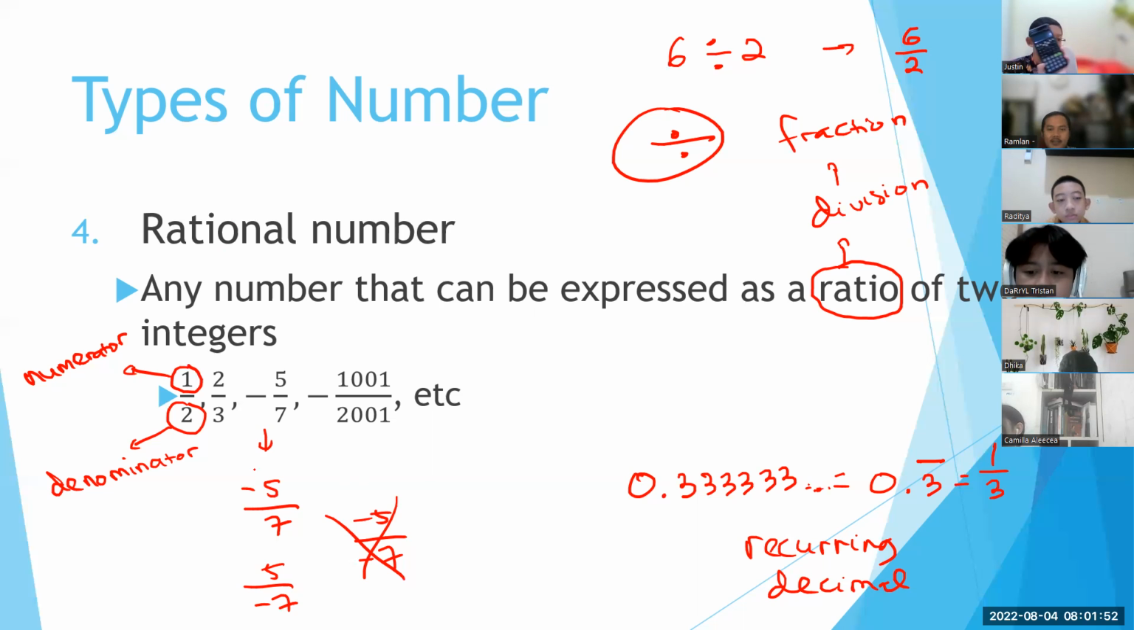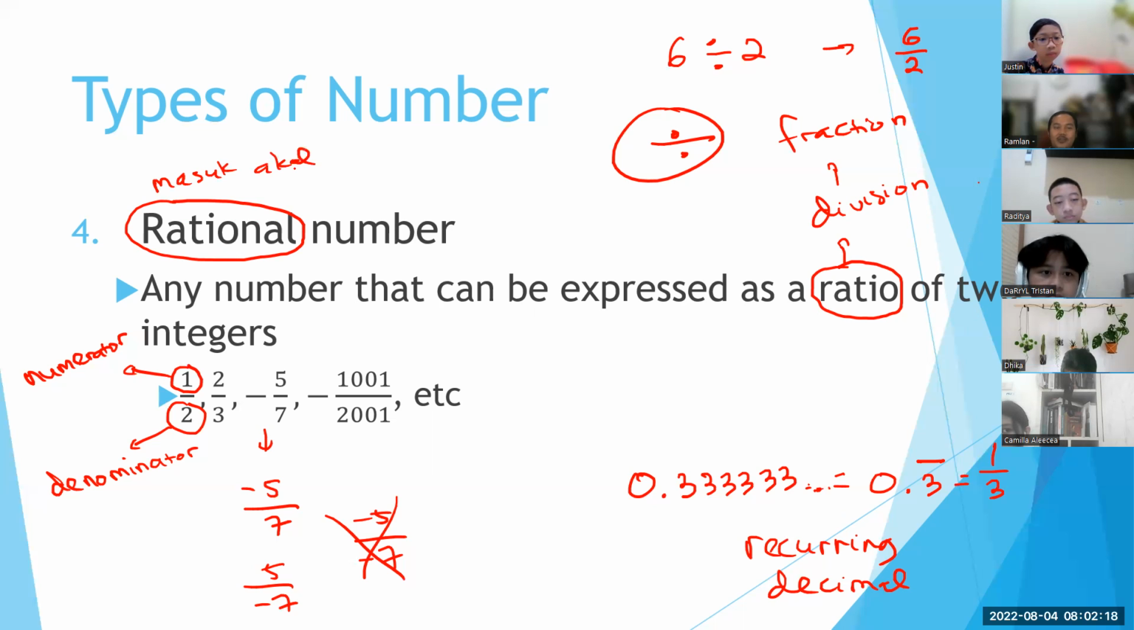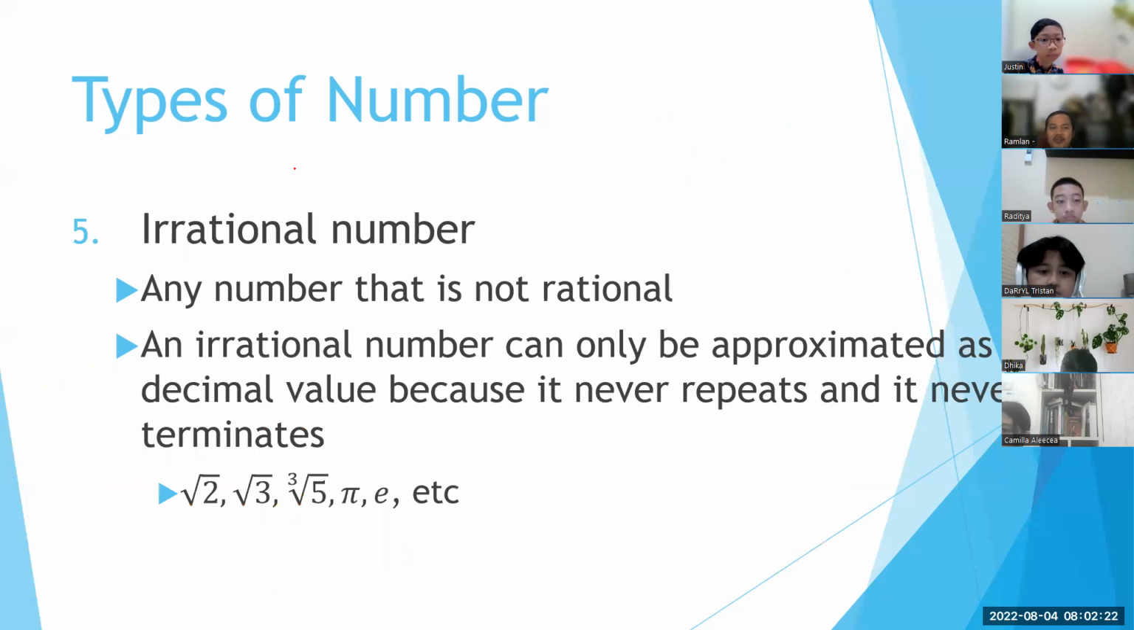Okay, let's go to the next type of number. Again, what Justin said before, we have rational and we have the opposite of rational, right? I'm going to translate this to Indonesian. When I have this word, rational, masuk akal. The opposite of rational is tidak masuk akal, right? So that will be what we call an irrational number.